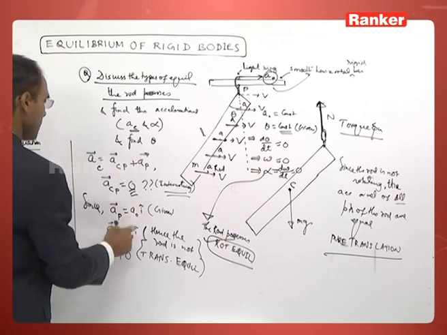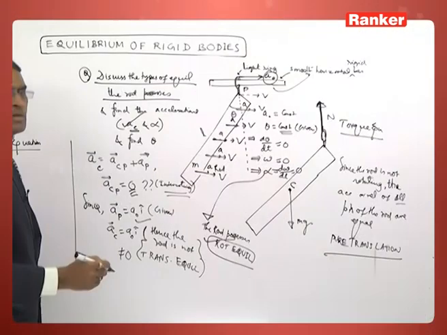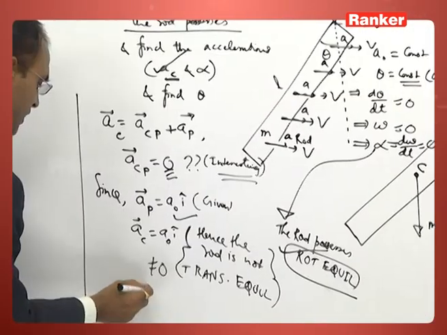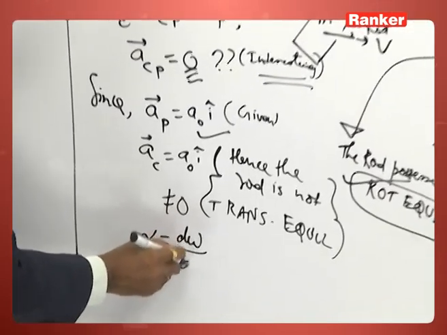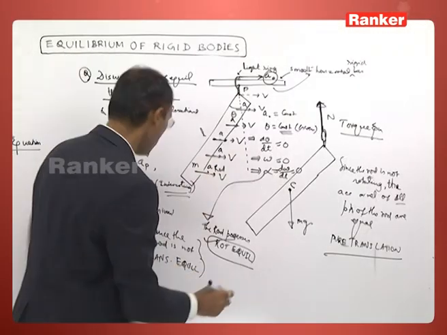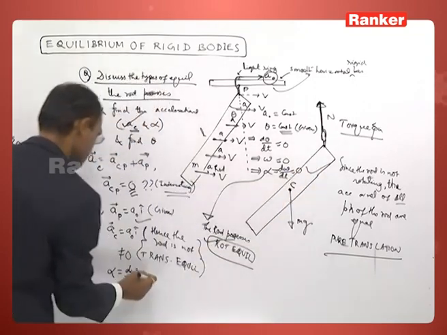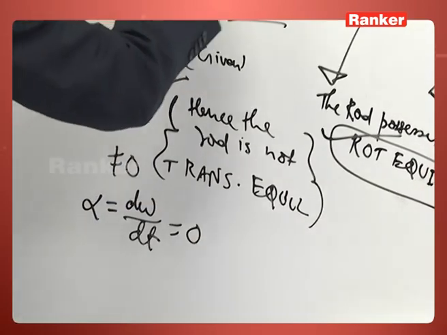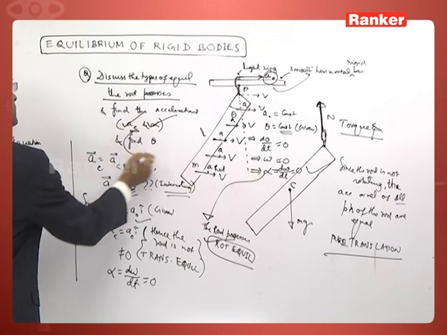AC is equal to a naught i cap. Answered. What is alpha? Alpha is equal to d omega by dt. But what is omega? 0. So alpha is 0. Already we have answered it. Then we have to find theta.